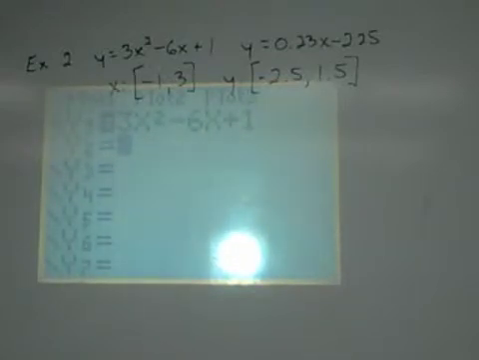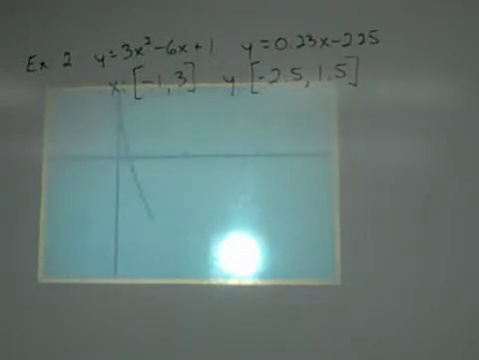And the second one is 0.23x minus 2.25. There's the first one and the second one. Now as we look at that, it looks like it probably intersects around the point where x equals 1 and y equals negative 2. But it's not a very good picture.